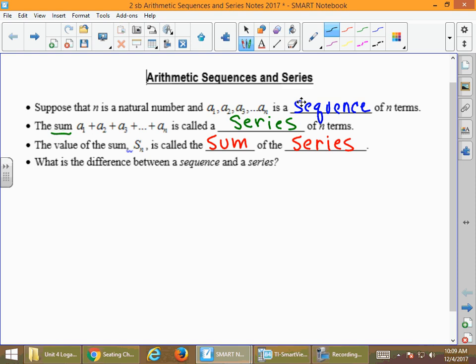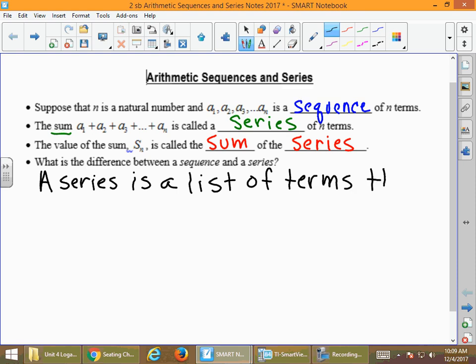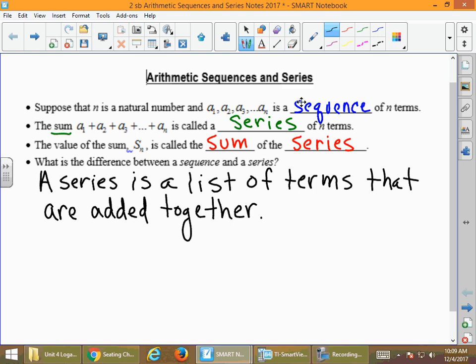So to summarize, it says, what is the difference between a sequence and a series? A series is a list of terms that are added together. A sequence is just a list of terms. For the series, they have to be added together.